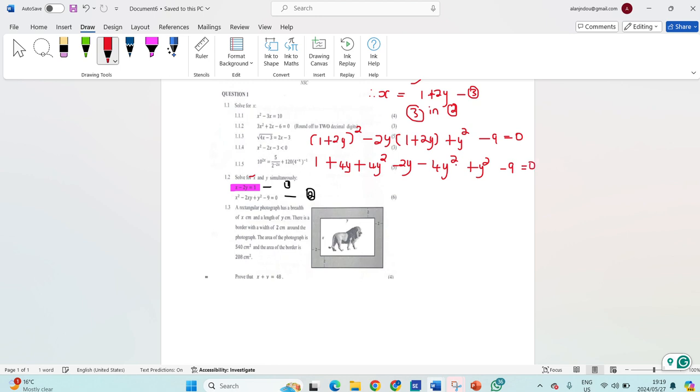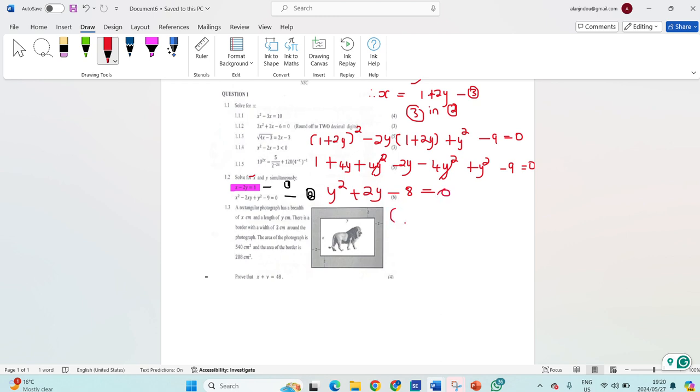Now let's see. We're going to add like terms. The 4y squared and the negative 4y squared will cancel out. The y squared doesn't have a like term, so it remains. So this is y squared. Now 4y is a like term of negative 2y, and 4 minus 2 is 2, so this becomes positive 2y. Now 1 minus 9 will become negative 8, and therefore we now have a quadratic form of an equation.